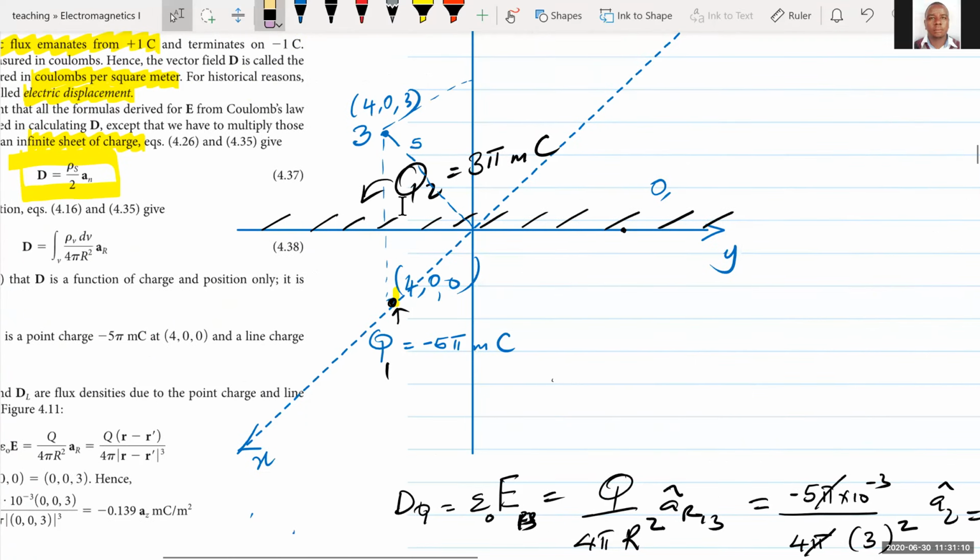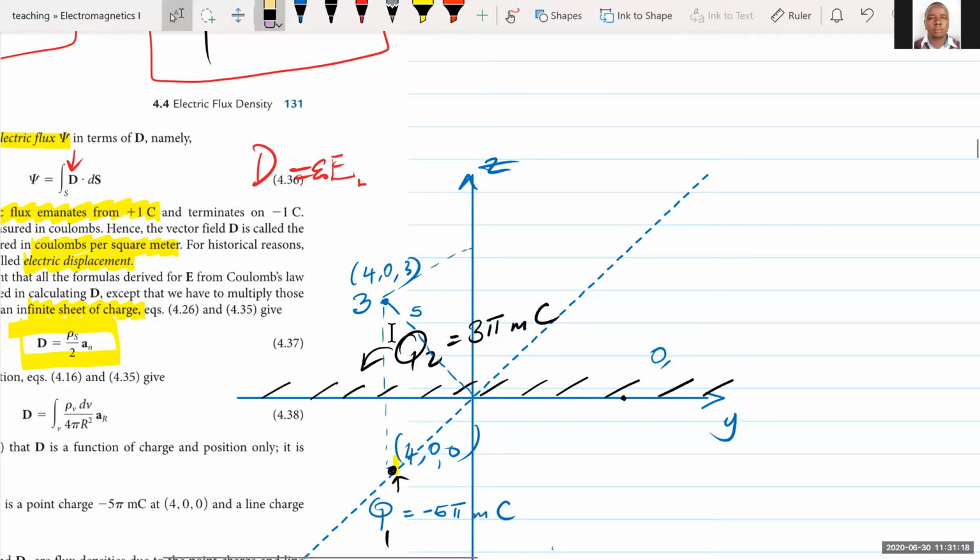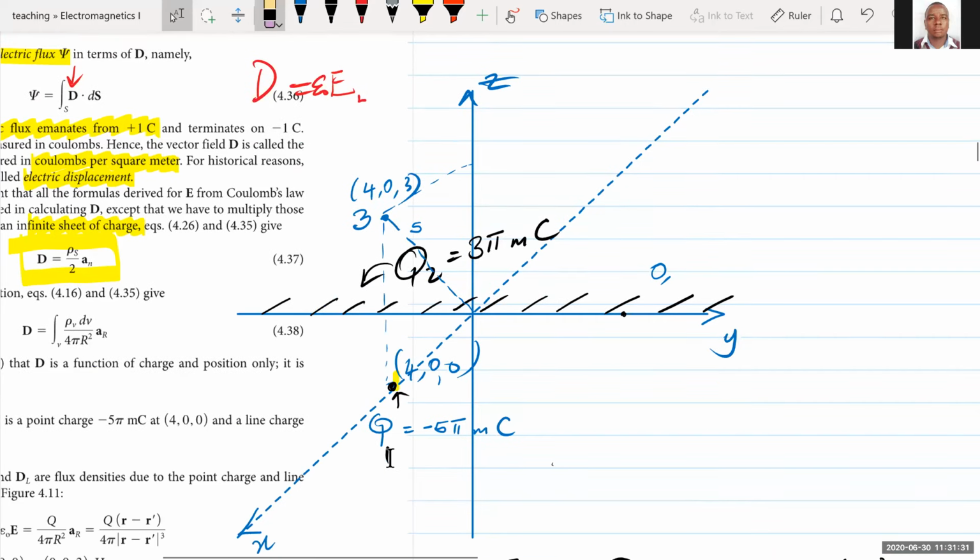So if you look at this, we have the y-axis, the x-axis, and the z-axis. And this is a sketch, therefore it does not represent the diagram in scale. But for point 4,0,0, where the charge Q1 is placed, it can simply be sketched along the x-axis because y is 0 and z is 0. Along the x-axis, that is 4 units.